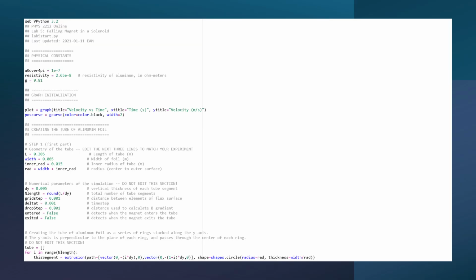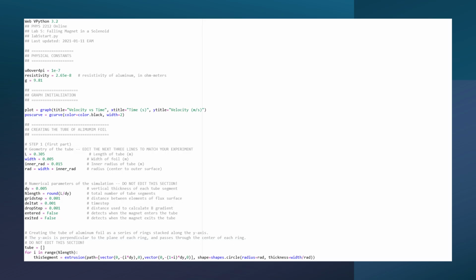And then we were tasked with creating a computational model, which is a code, to test if that time is accurate and what it means. So from this code, you can see we measured the length of the tube, the width of the foil, the inner radius of the tube, and the outer radius.